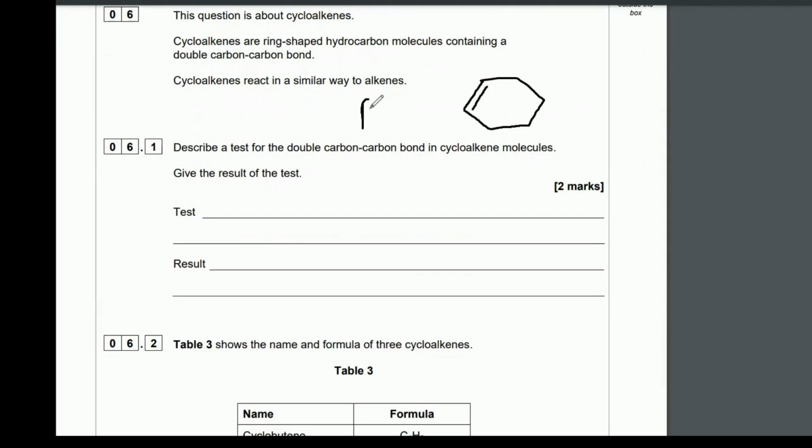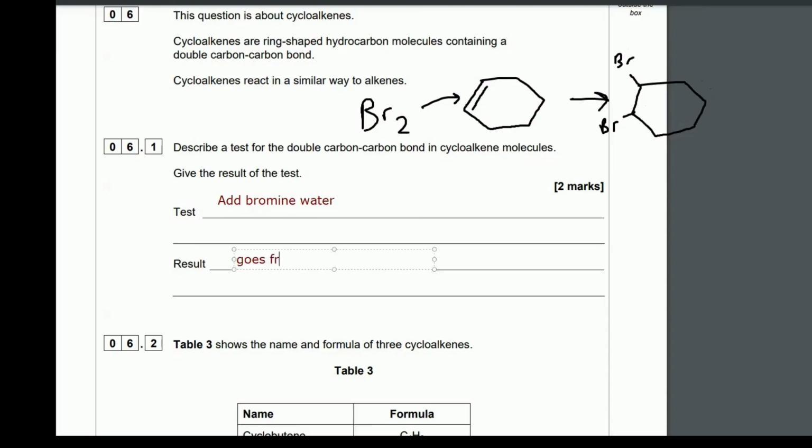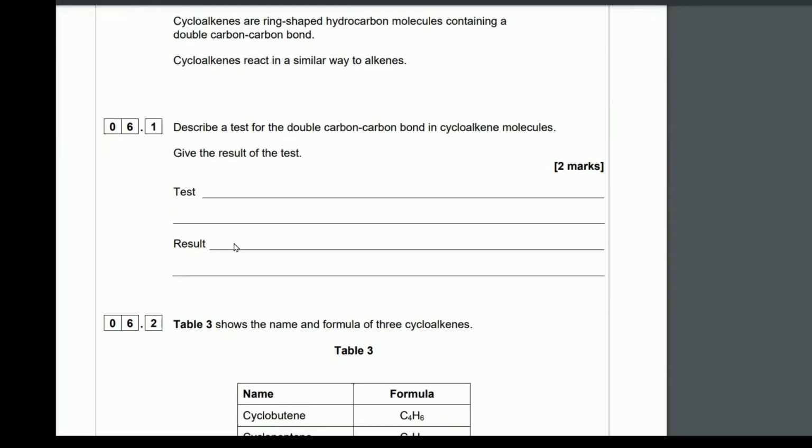Of course, what chemical do we use? We use bromine, and bromine is red-brown, but we don't use bromine because it's quite dangerous. We use bromine water, a slightly diluted version, which is orange. Once it joins across like this, you get two bromine atoms attached and the double bond disappears and it goes from orange to colorless. Bromine water, result goes from orange to colorless. Bang, 2 marks. Okay then, let's move on.